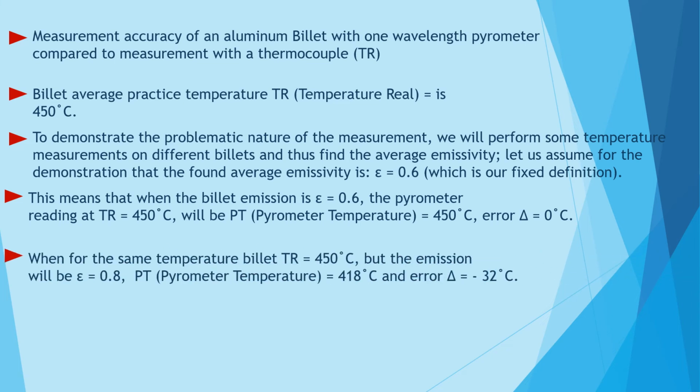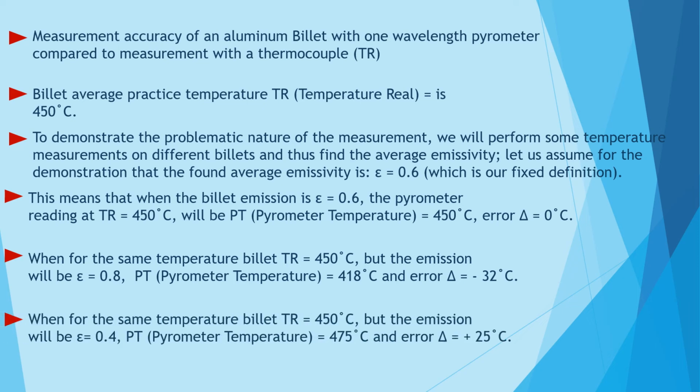When for the same temperature billet, TR equals 450 degrees Celsius, but the emissivity is 0.8, PT, pyrometer temperature, equals 418 degrees Celsius, and error delta equals minus 32 degrees Celsius. When for the same billet temperature, TR equals 450 degrees Celsius, but the emissivity is 0.4, PT equals 475 degrees Celsius, and error delta equals plus 25 degrees Celsius.